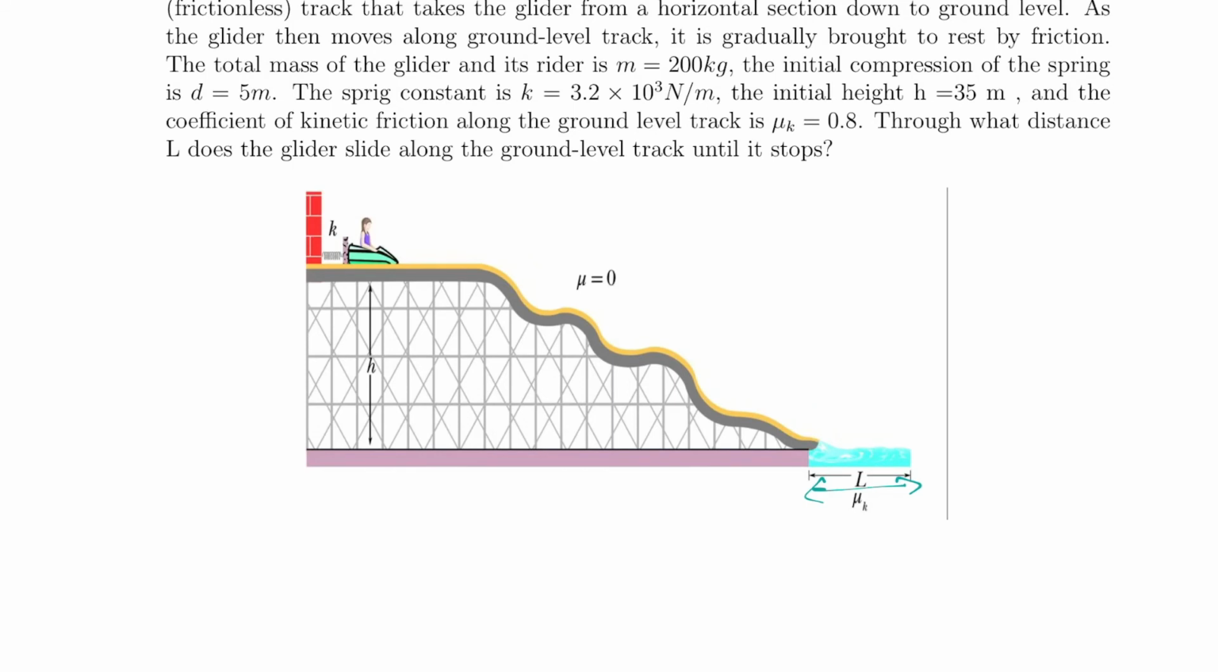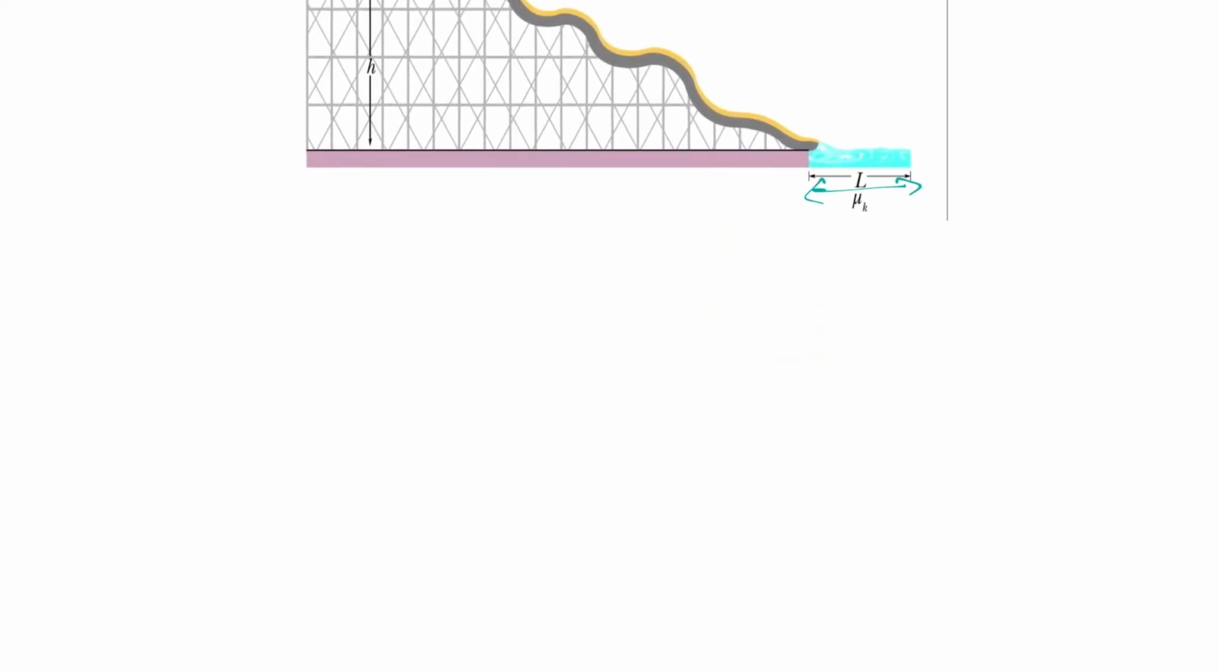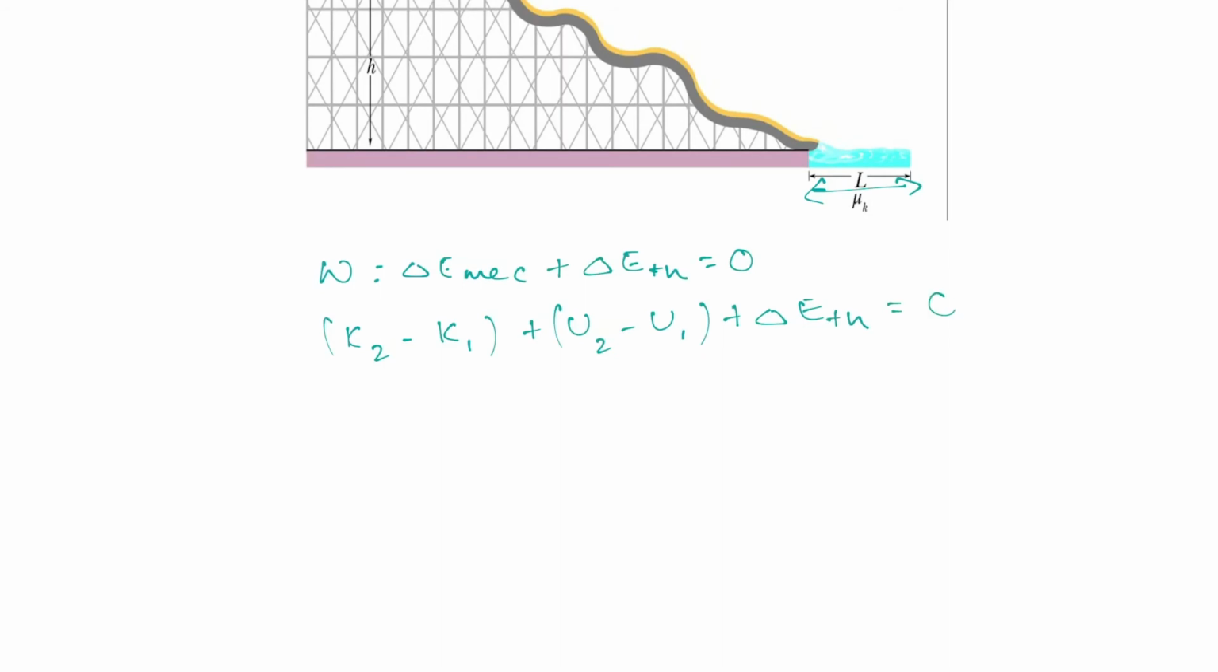However, we can use kinetic friction and change in kinetic energy, or we can get rid of all those steps by just using our work done equation. So change in E mech plus change in E thermal equals 0. So K2 minus K1 plus U2 minus U1 plus change in E thermal equals 0. So K2 plus U2 plus change in E thermal equals K1 plus U1. When you write this equation down, just by putting in this E thermal, it tells you a lot.